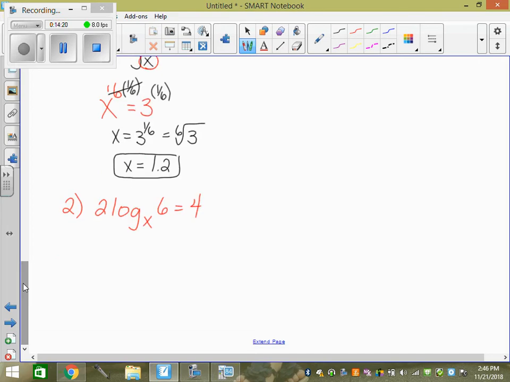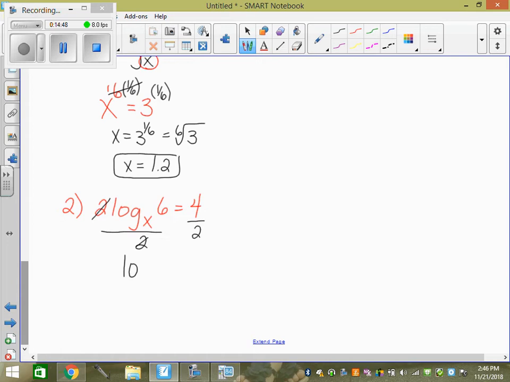This one, if I try and convert right away, I would go x to the 4 equals 6, and then this 2 would just float. Is that a good idea? No. I need to have a 1 in front of this log. How could I get rid of that 2 in front of the log? Divide by 2. And I can do that because the 2 and the 4 both don't have exponents.